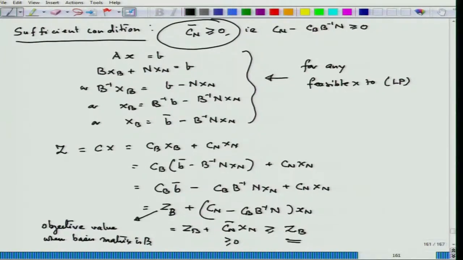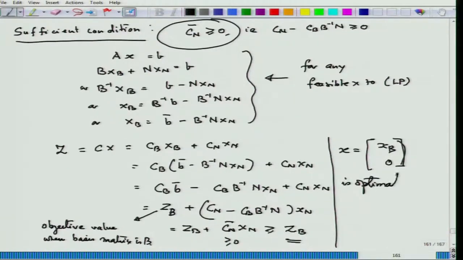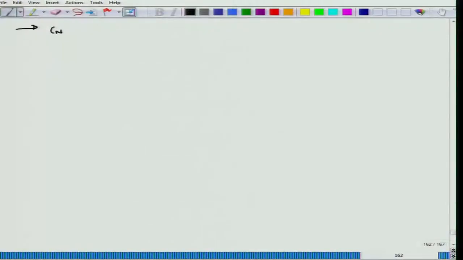Why? Because Z_B is the value of z at x_B, which is B inverse b, and x is any feasible point. So, the objective value at any feasible point is bigger than the value at the particular BFS, and hence the particular BFS is optimal. So, it implies that x equal to (x_B, 0) is optimal. So, we know how to check optimality. If I just check C_N bar is greater than or equal to 0, I know the current BFS is optimal.